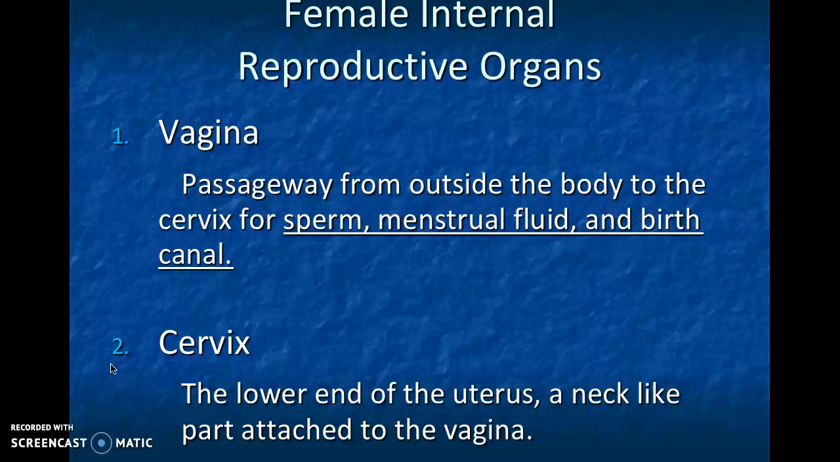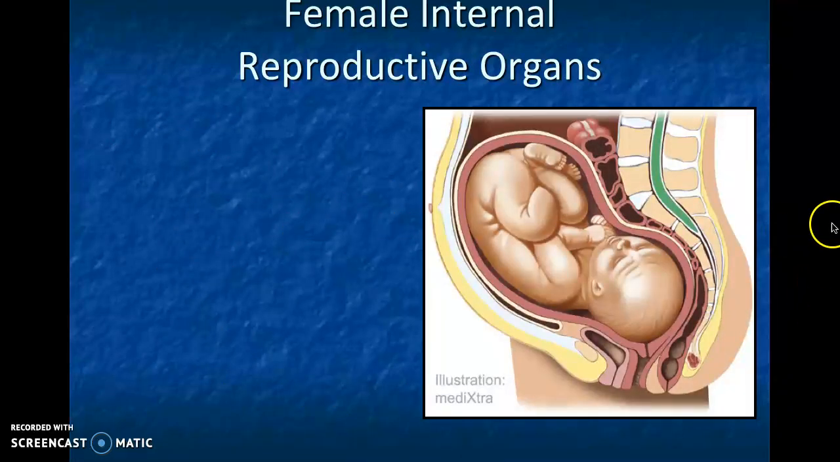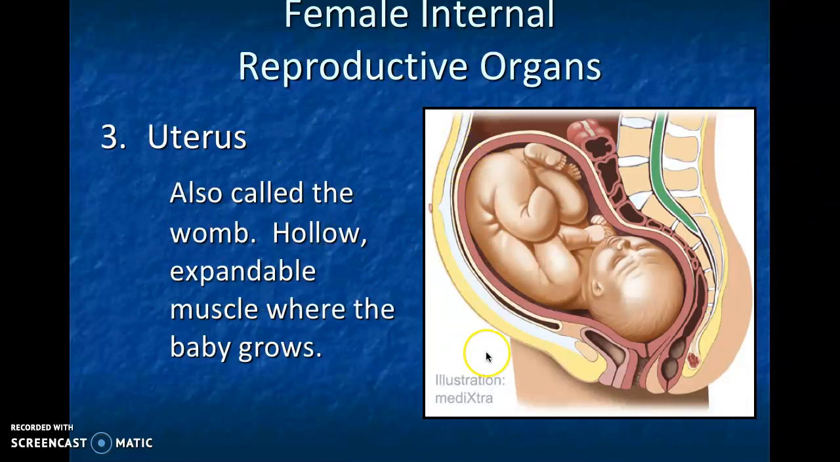And you'll see there's a pretty good picture on the next slide, where you can see the cervix a little bit. But yeah, so the cervix is the lower end of the uterus. This is what has to open for the baby to be able to come out. Here it is. Here's what I was talking about. And then here's the definition for uterus. So this is the uterus. This is also called the womb.